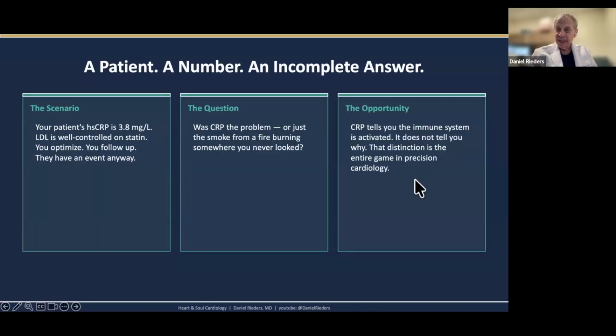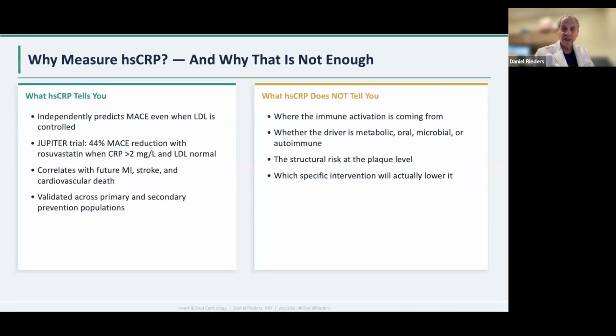And then that's what they call precision cardiology. I don't like the term because it sounds like a branding terminology. I'd rather just say it's superior or just plain good medicine. So in that patient, you'd want to do an investigation and see what's going on and why the hsCRP is up, for example.